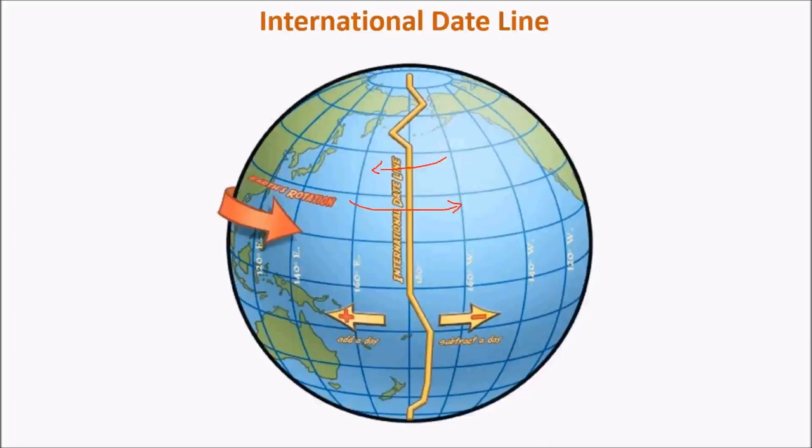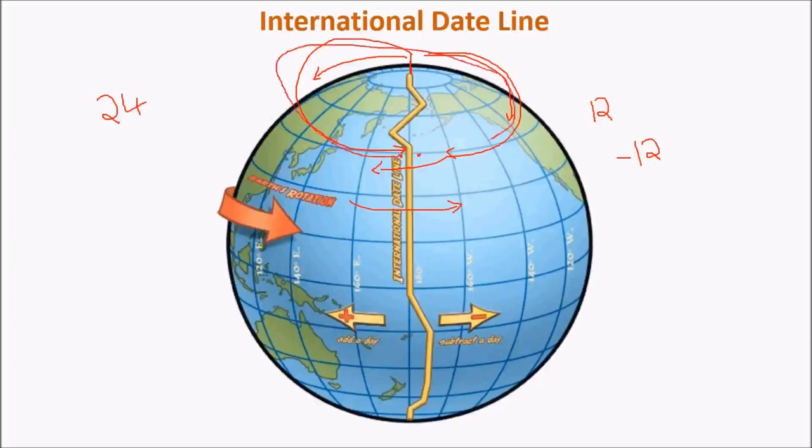Let's see why. From the prime meridian, we take time as positive when moving towards the east, and we take time as negative when moving towards the west. For example, if a person travels all this way, then it would be 12 hours ahead of GMT, and if he moves in this direction, then he would be 12 hours behind GMT. Hence, there is about a 24 hour difference between a point which is just east of GMT and a point which is just west of GMT. That is, this whole path would take about 24 hours. Hence, the time difference between east and west along this date line would be nearly 24 hours.